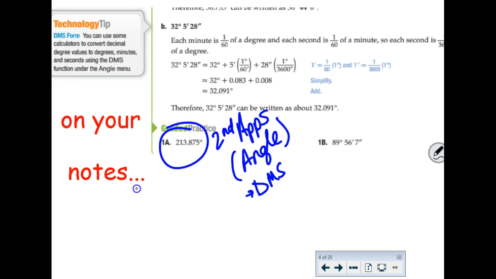What does it tell you? Obviously it's 213 degrees. What's the minutes? 52 minutes. That's the symbol for minutes, by the way. And 30 seconds.